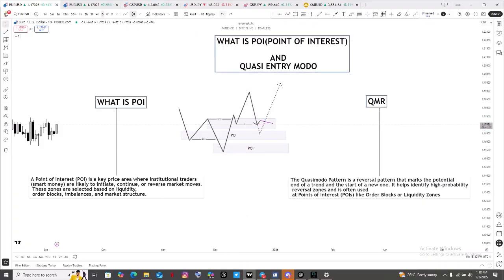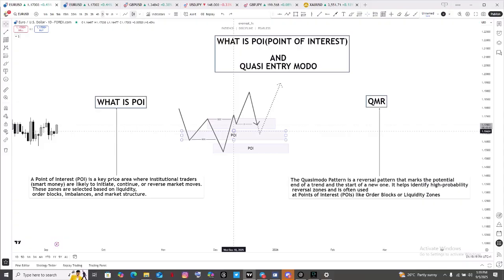So a POI is just a particular area or zone where a smart money trader is focused in order to continue a trend or reverse the market. I hope you understand. There are traders whose POI is usually the fair value gap. Let's say if they want to reverse a trend, they just look for a change of character and enter from the fair value gap. There are some whose POI is usually the Quasimodo.